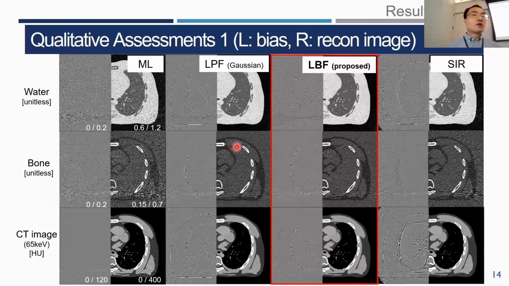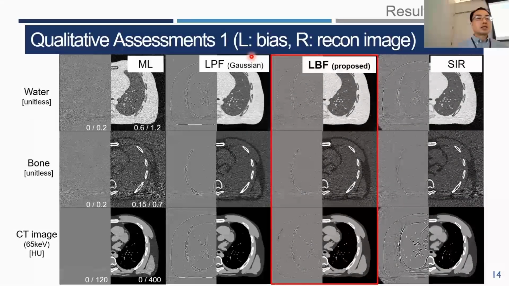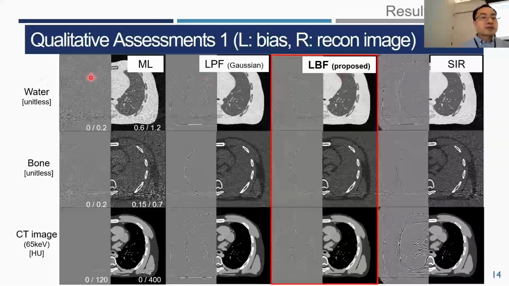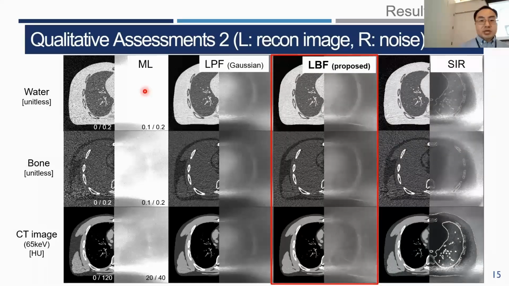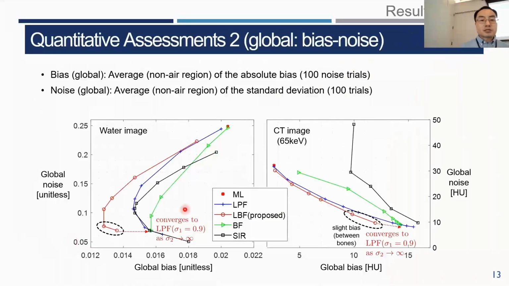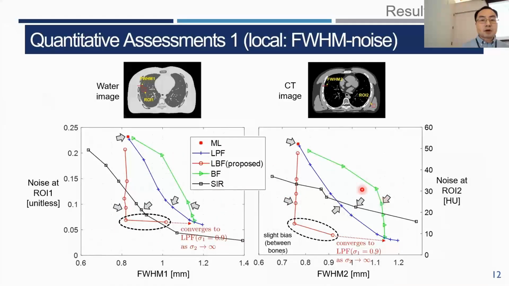Next is a qualitative assessment. The left half is the bias image, and the right half is the reconstruction result for a single noise trial. For various methods and the water image, I picked those images as indicated by arrows. You can see that all the images have similar noise at ROI1. That's the point. And here, the CT image as well. So I picked these four. ML is, of course, different in noise. So these four have a similar noise level at ROI2.